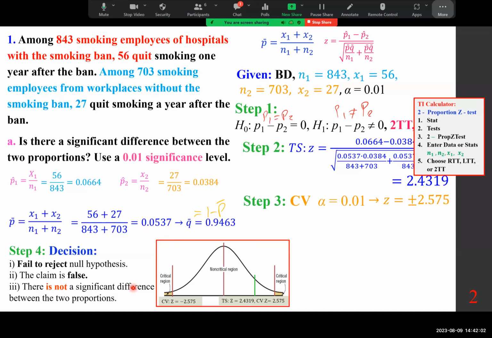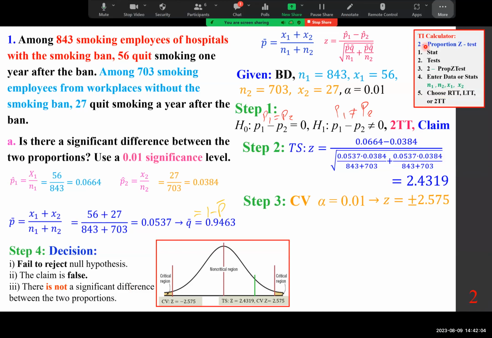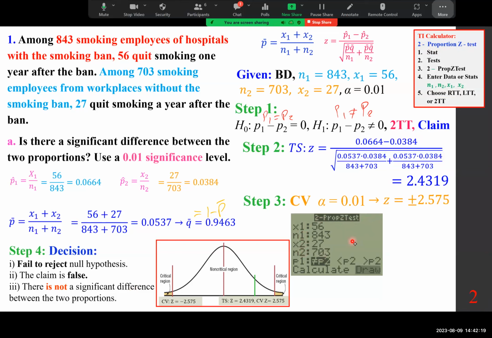What if we were to use technology? We use the two proportion z-test. What do we put in? X sub 1, n sub 1, x sub 2, n sub 2. That's why symbolically it helps you put it in pretty fast. And which alternative do you choose? We said not equal. You choose this one because you can choose less than, greater than, or that one.